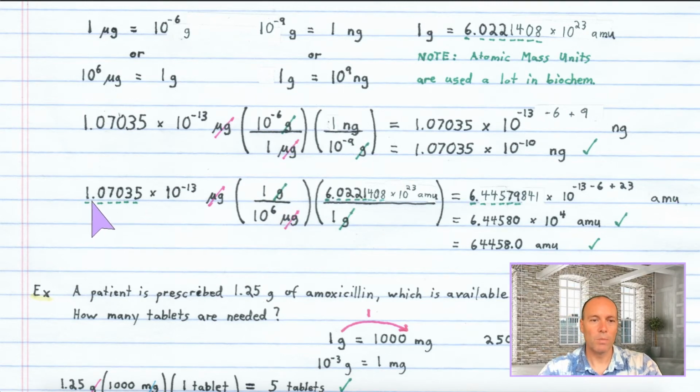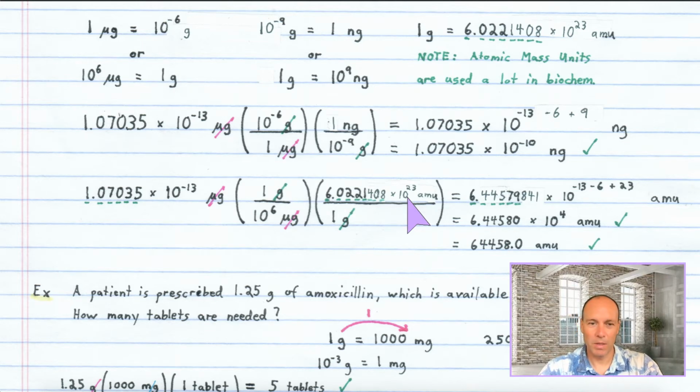And then the numbers, 1.07035 times 10 to the minus 13 divided by 10 to the 6 multiplied by 6.0221408 times 10 to the 23rd. Since you can do multiplication and division in any order, I would take this number and multiply it by that number, and that would give you 6.4457981, and then do the powers of 10. Okay, 10 to the minus 13 divided by 10 to the 6 multiplied by 10 to the 23rd.